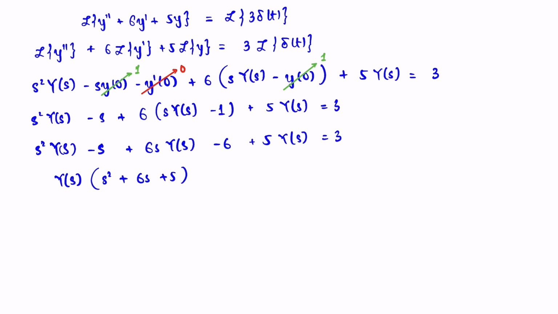And then you move negative s and negative 6 to the right hand side. You get positive s plus 9. Now, to solve for capital Y of s, you divide both sides by s squared plus 6s plus 5. So capital Y of s is equal to s plus 9 divided by s squared plus 6s plus 5.